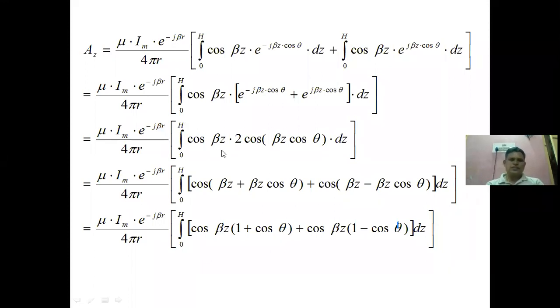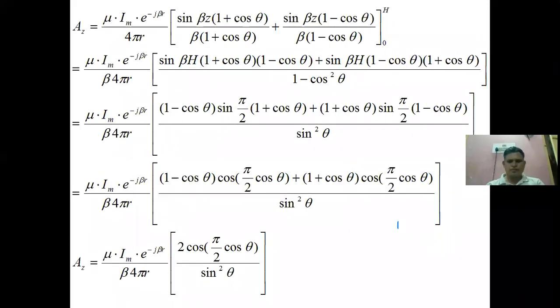Now, see here, this is 2 cos A cos B, which equals cos(A+B) plus cos(A−B). We were writing in this formula. It's a simplification here. Further, you can write this as cos(βz) if you take the common βz: cos(βz) into (1 plus cos θ) plus cos(βz) into (1 minus cos θ).